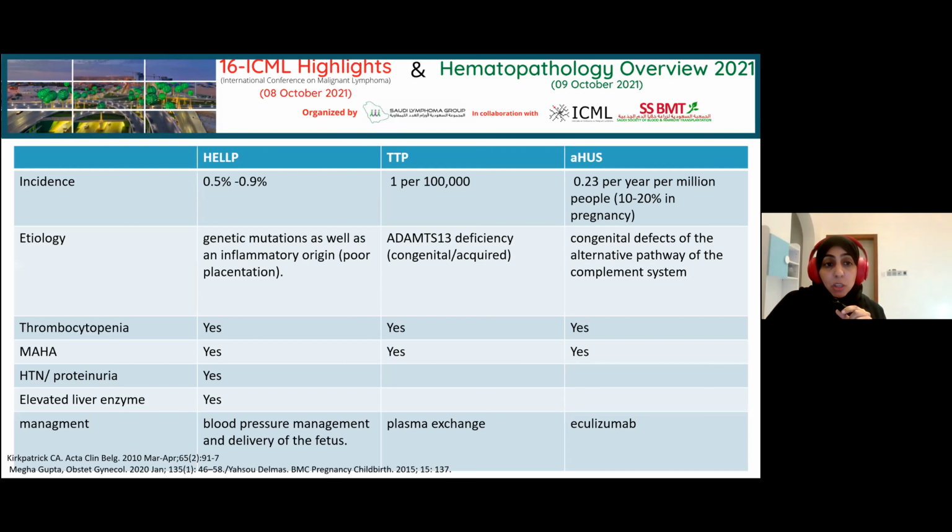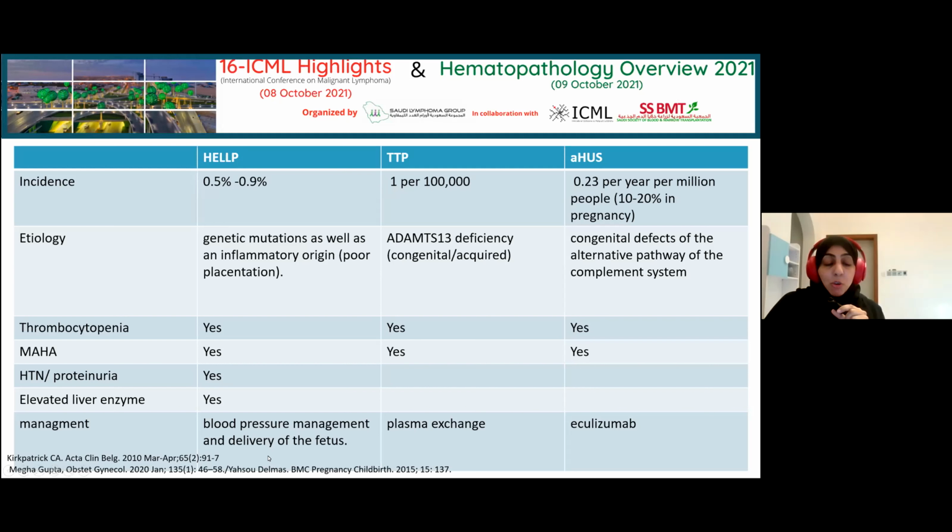And the etiology of HELLP is believed to be poor placentation in the placenta, and all three cases will present with thrombocytopenia and have elevated liver enzymes and low platelets.